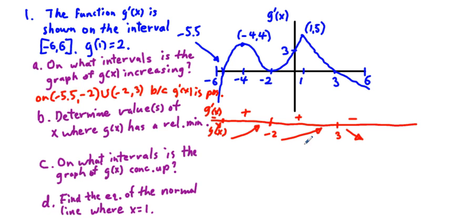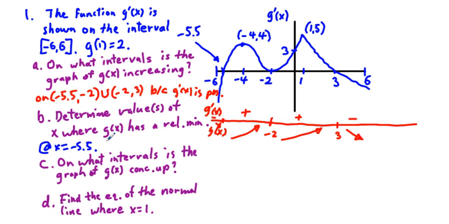All right. Determine values of x where g of x has a relative minimum. Well, relative minimum, it's really hard to see the way this is drawn. A relative minimum would be where the first derivative changes from negative to positive. And so negative to positive would change right here at -5.5. So relative minimum, we would say at x equals -5.5.